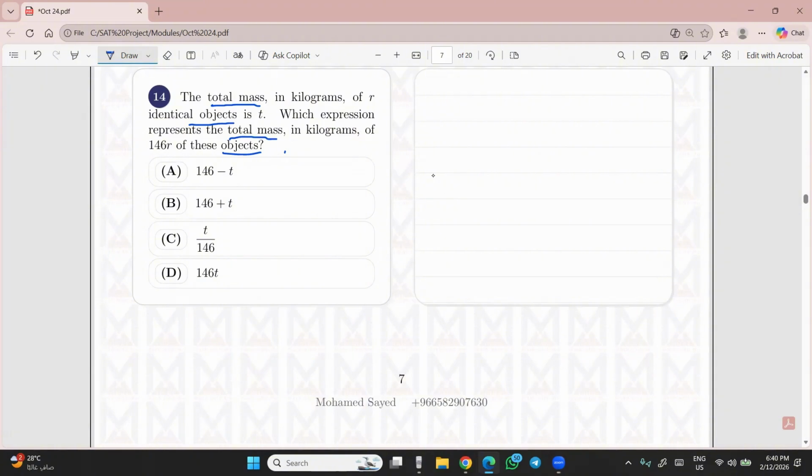And the proportion says that we can write it like this. The total mass in kilograms of r identical objects is T. So mass, and then objects. These are the repeated words. The total mass of r objects is T. So we need to get what? The total mass of 146r. So if we write 146r in the objects, we need to get this value.